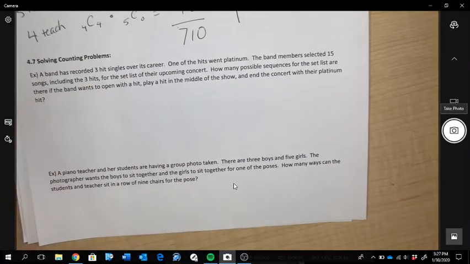Okay, 4.7 is counting problems. So we're going to have some word problems. We don't know if they're permutations, combinations, so we're going to figure them out.